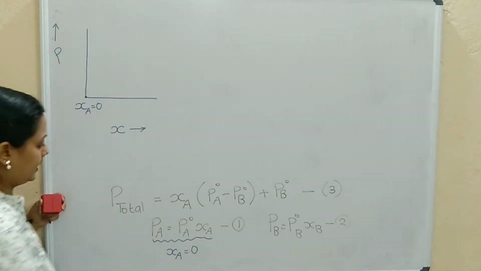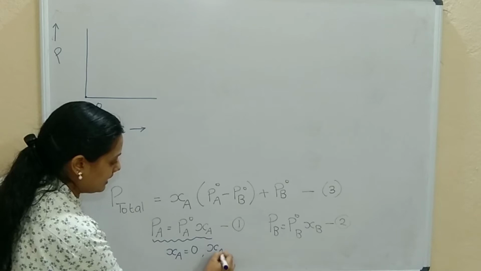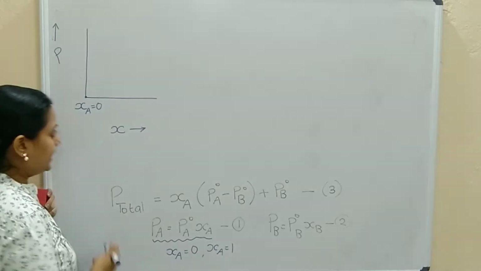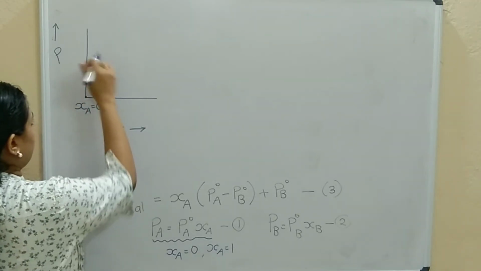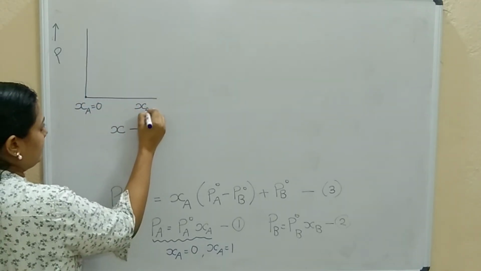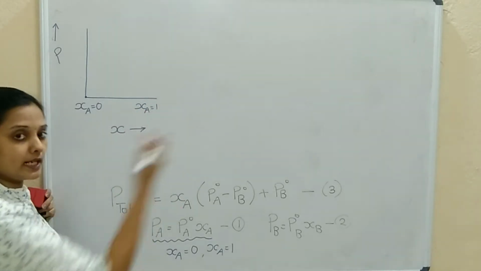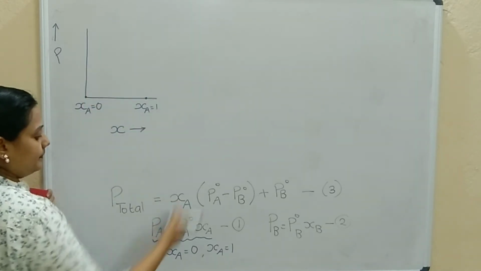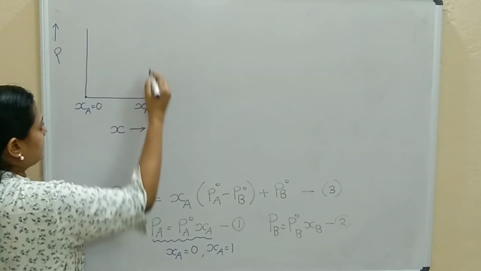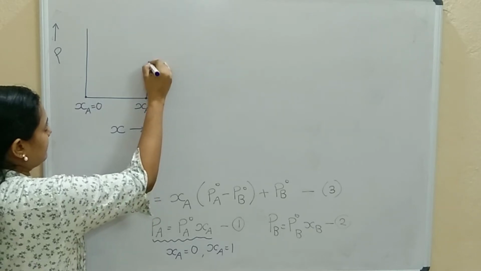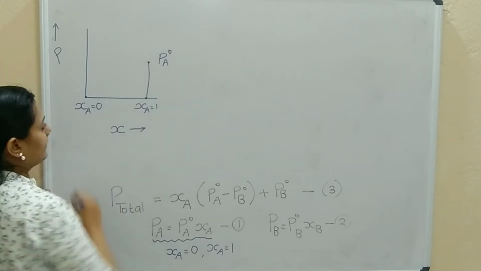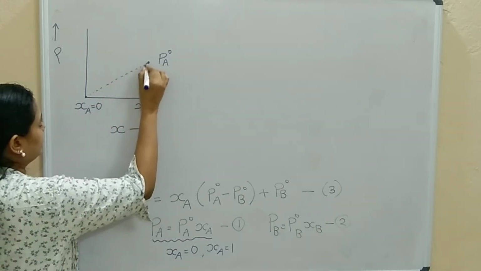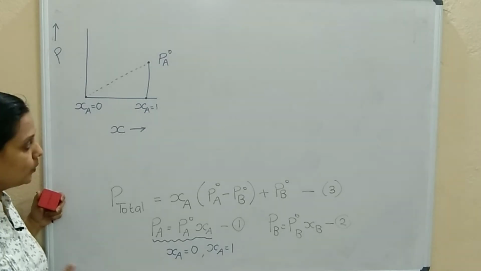Same point. Now I will put the XA value as 1 in the first equation. What do you get? PA is equal to PA degree, since the XA value is 1. In the graph, suppose XA is 1 over here, PA is equal to PA degree, somewhere at this point. Just plot it and join it with a dotted line. So we are ready with one graph.